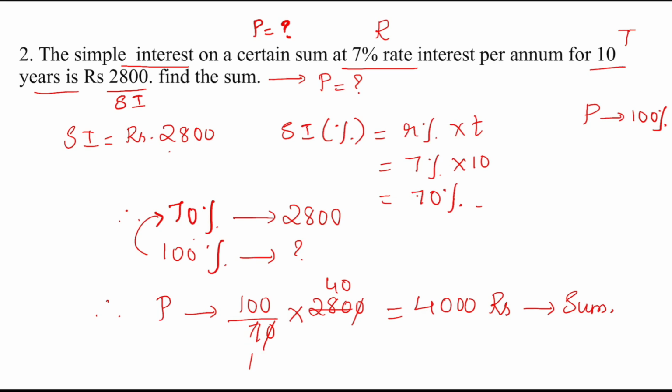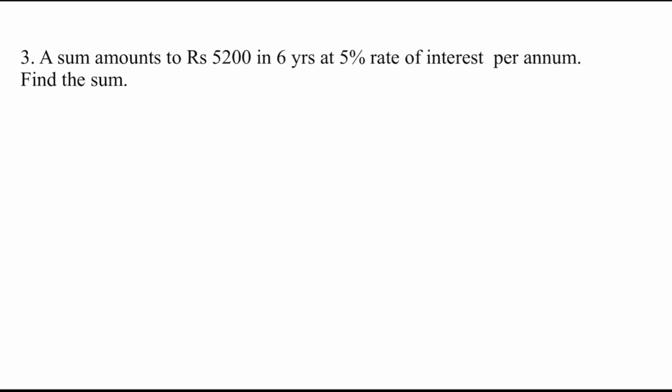Let me see again how it becomes easier to solve difficult problems, how this method is easier. Going to the next problem: a sum amounts to rupees 5200. There is a sum, and it amounts to, meaning after all the interest, 5200 in 6 years, this is time, at 5% rate of interest per annum. So find the sum.